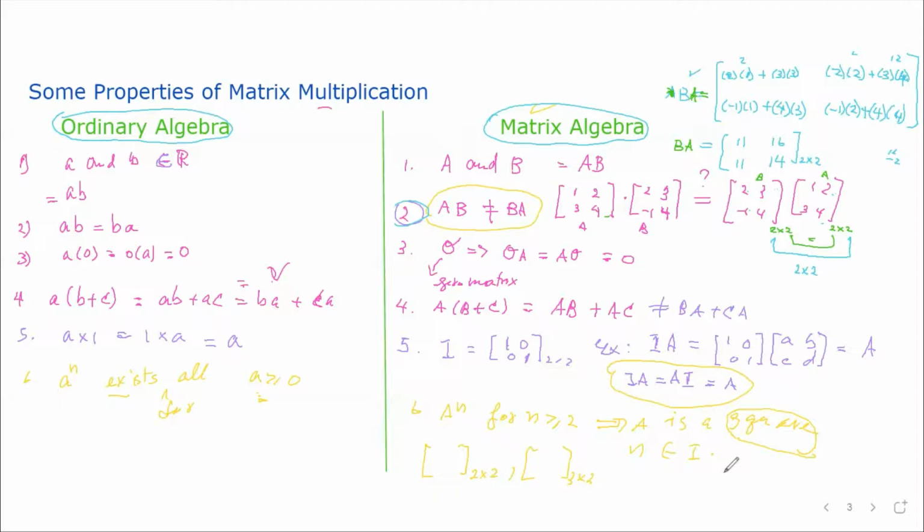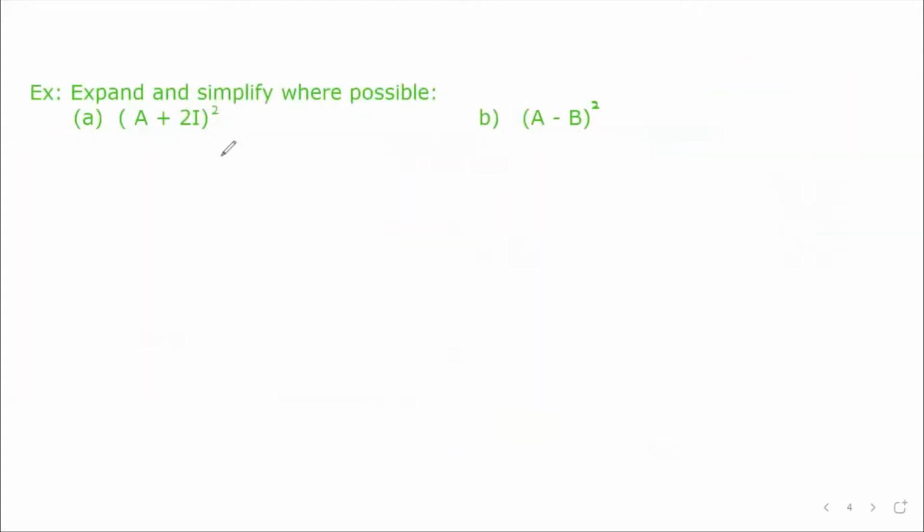Okay, now we go to the next example. I think the next one, expand and simplify where possible. If question A, matrix A plus 2i, the whole thing power 2. Okay, so in this case, expand it.